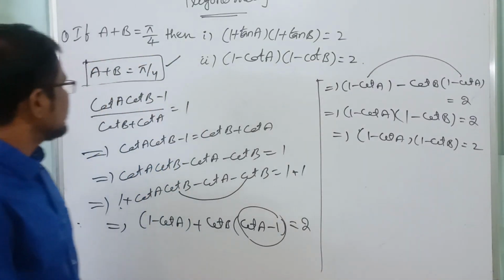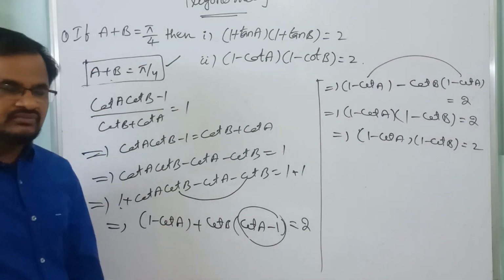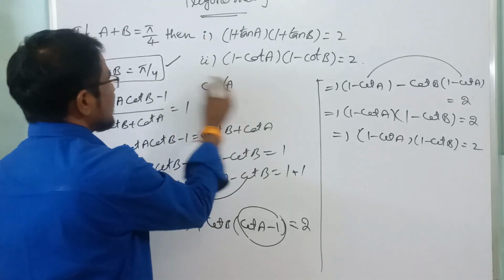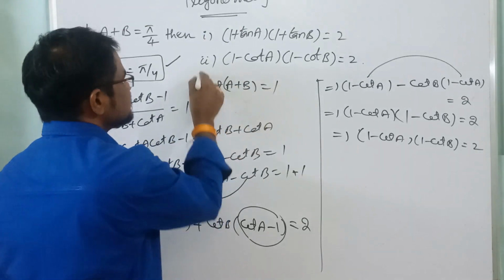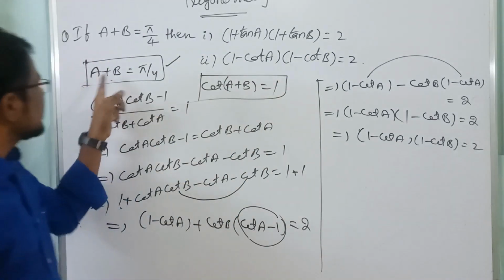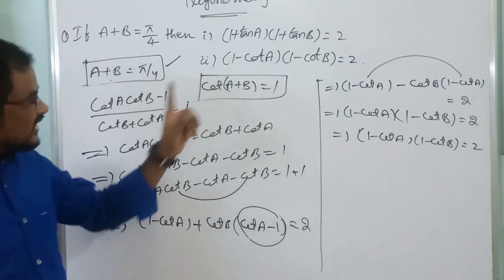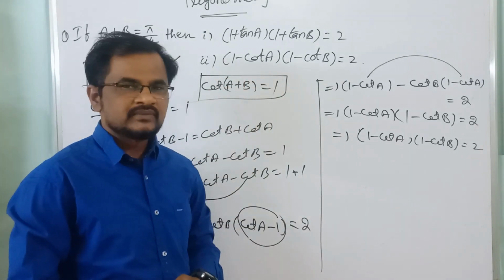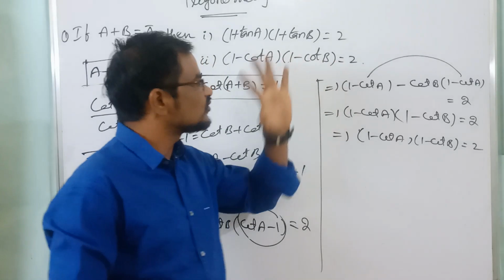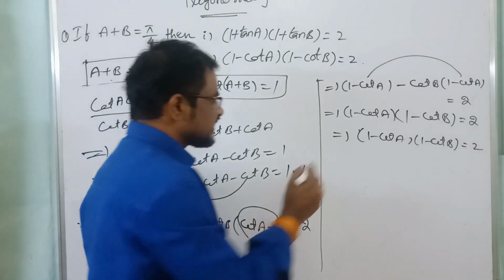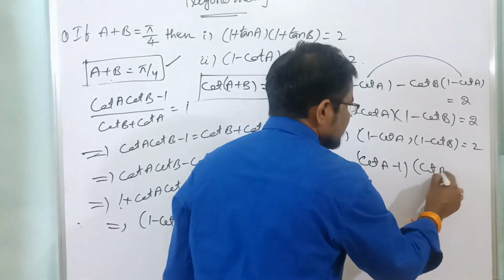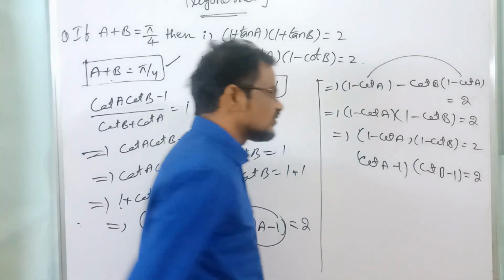So whenever a plus b equals pi by 4, or you can apply cot on both sides, cot of a plus b equals 1. This is also not only for a plus b equals pi by 4. If cot of a plus b equals 1, even then 1 minus cot a, 1 minus cot b equals 2. This can also be written as cot a minus 1 into cot b minus 1 equals 2.